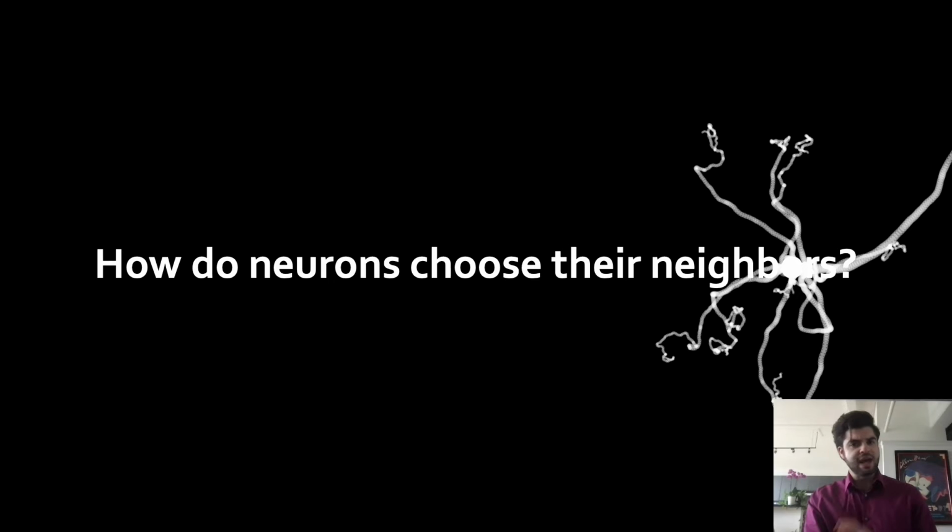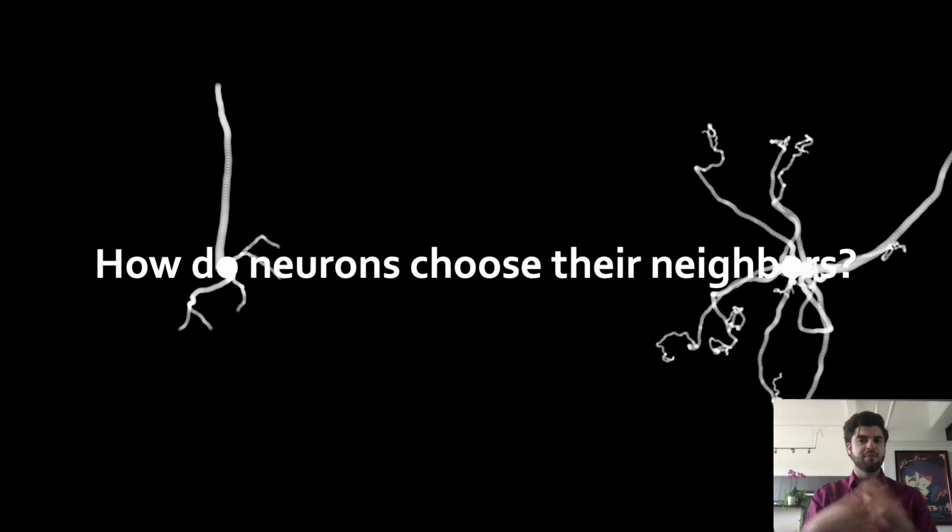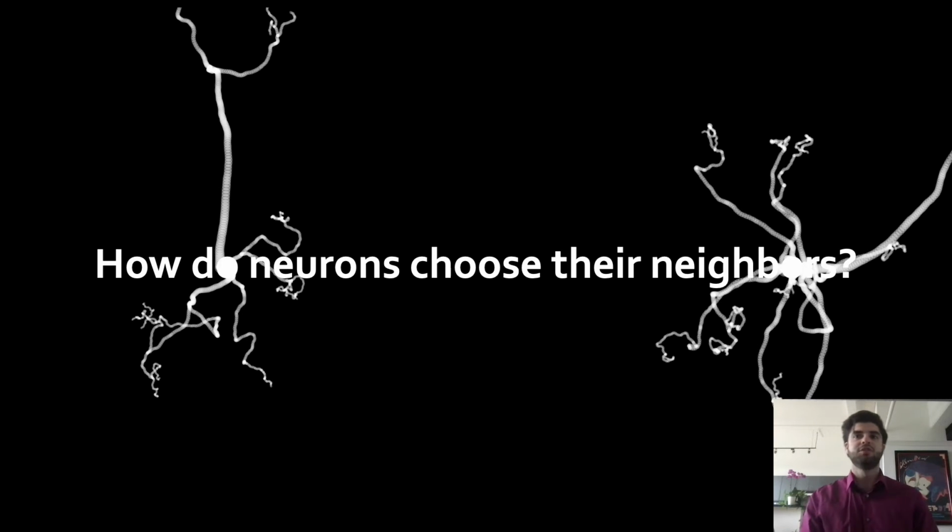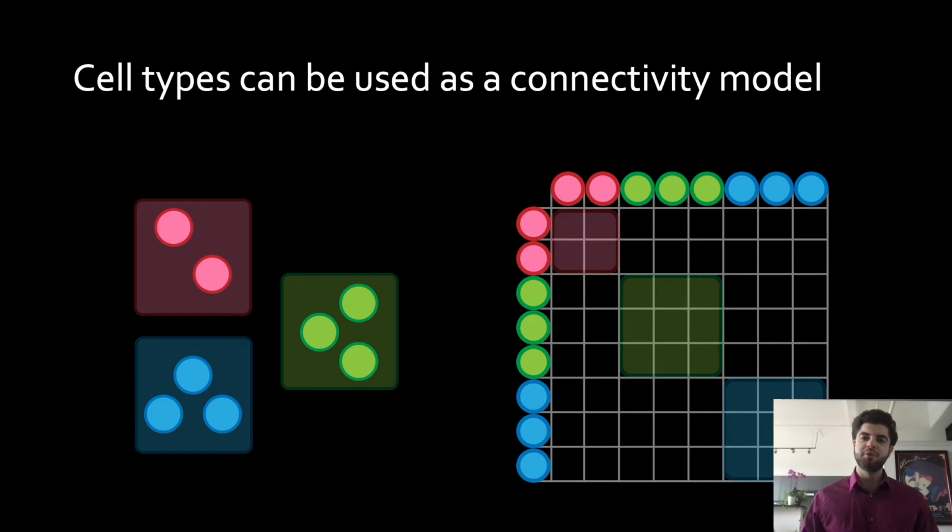We know that cells change as they divide during the development and the lifetime of an animal, and it's generally understood that they differentiate into cell types, different classes of cells with similar phenotypes. Often these cell types are used to build predictive models of how different neurons connect to each other.